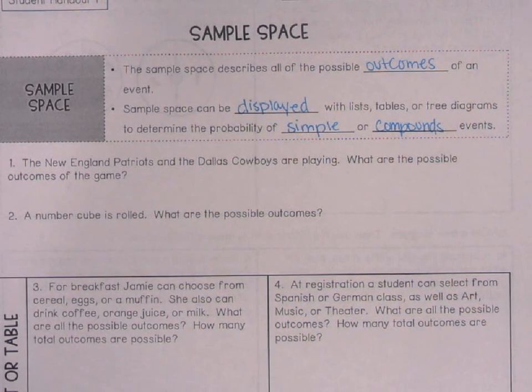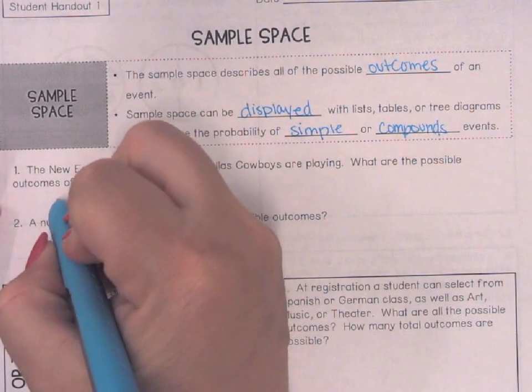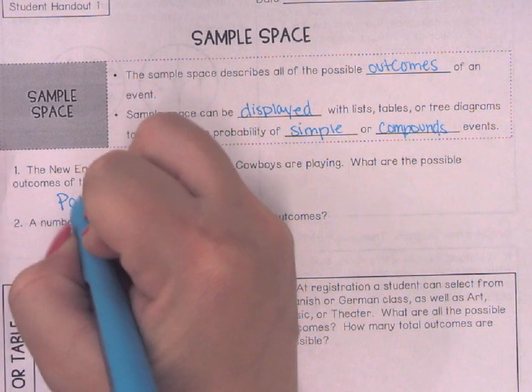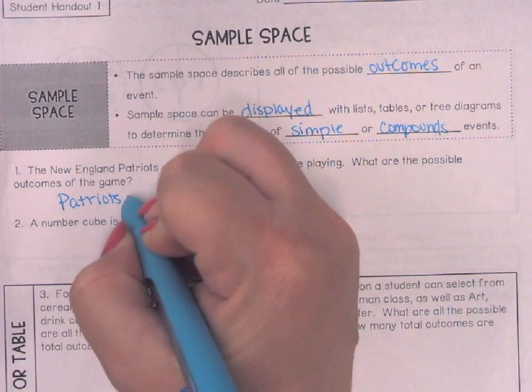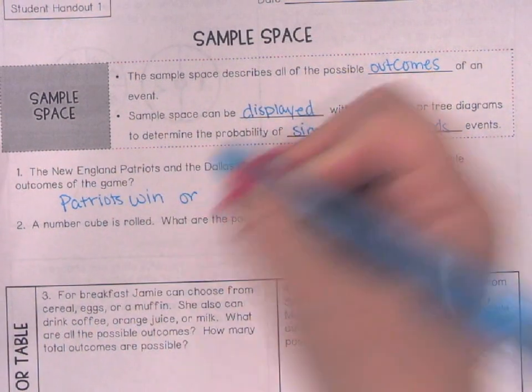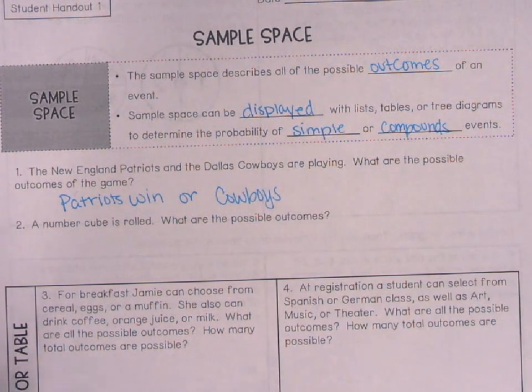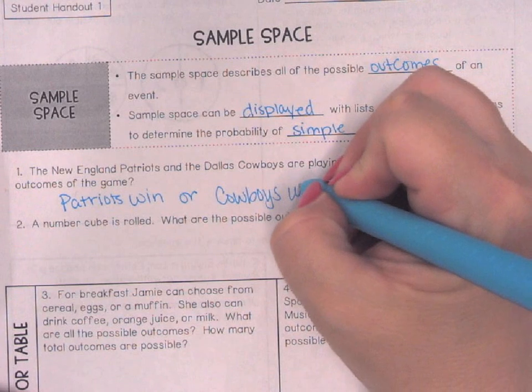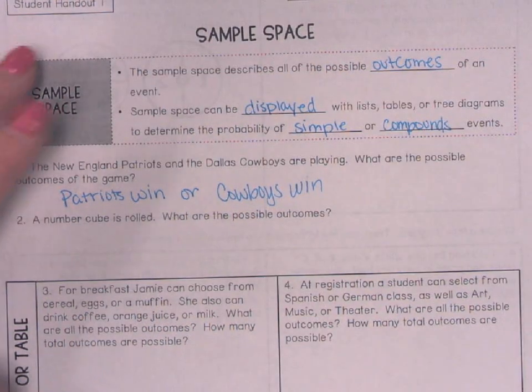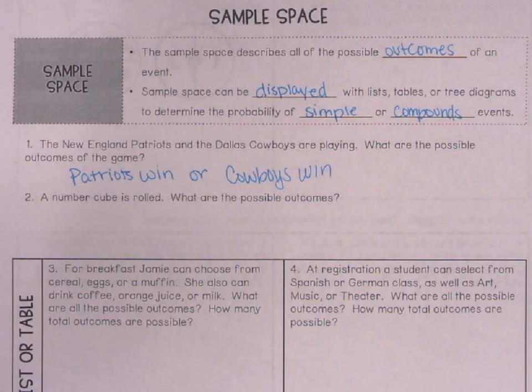Okay, the New England Patriots and the Dallas Cowboys are playing. What are the possible outcomes of the game? What is the sample space? The sample space is that you're either going to have the outcomes. You're going to either have the Patriots winning or the Cowboys winning. That's the outcomes. The outcomes are what is going to end up happening. Okay, the Patriots win or the Cowboys win.